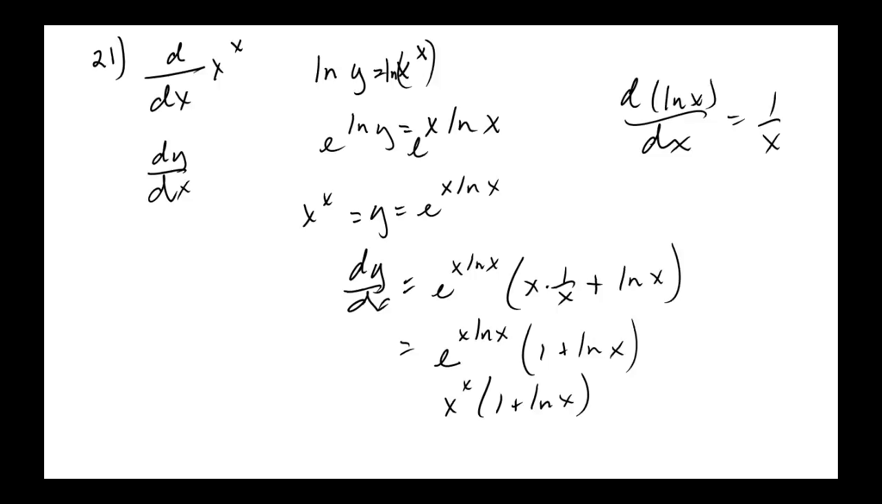Newton came up with dots, but he was using mostly time, and some people still use a dot for derivative with respect to time.